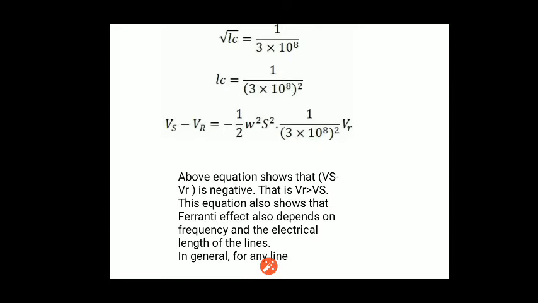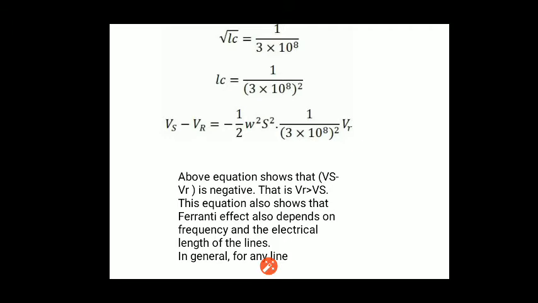Next, under root LC is equal to 1 upon 3 into 10 raised to 8, and LC is equal to 1 upon (3 into 10 raised to 8) whole squared. So Vs minus Vr is equal to minus 1 by 2 omega square s square into 1 upon (3 into 10 raised to 8) whole squared into Vr. The above equation shows that Vs minus Vr is negative, that is, Vr is greater than Vs.